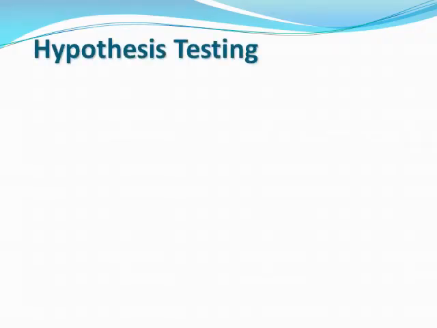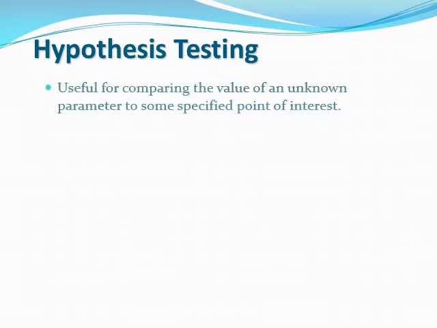All right, in this video, I want to talk to you about the second inferential tool that we're working with this semester. The first was confidence intervals, where we were trying to estimate a population parameter, like a mean or a proportion. In this one, we're going to do what's called hypothesis testing. And hypothesis testing is geared specifically for when we want to compare the value of an unknown parameter, think like a mean or a proportion, to some specific point of interest.